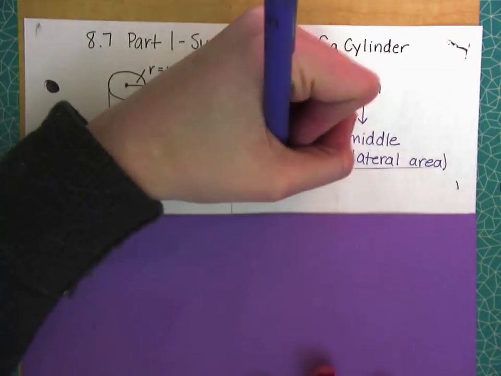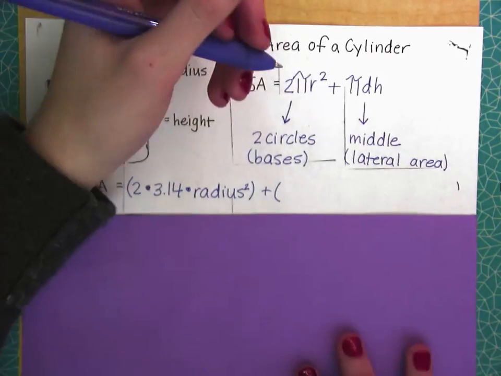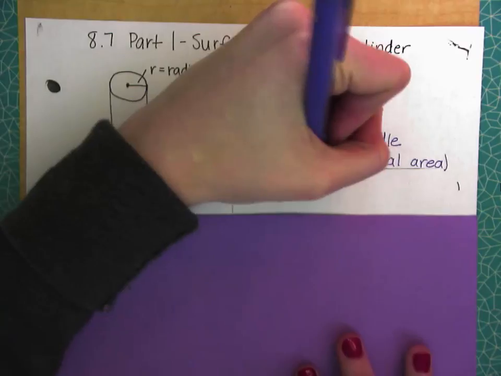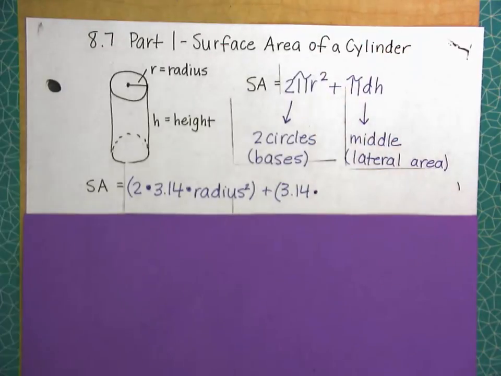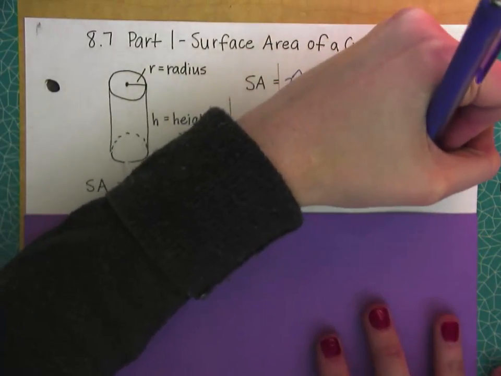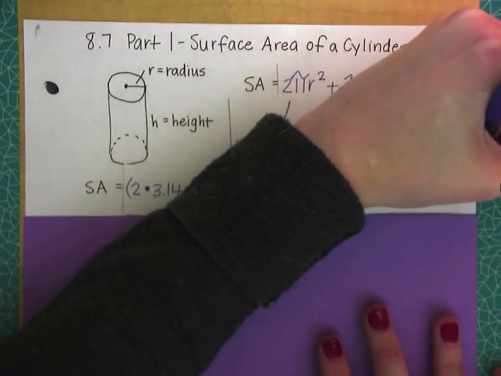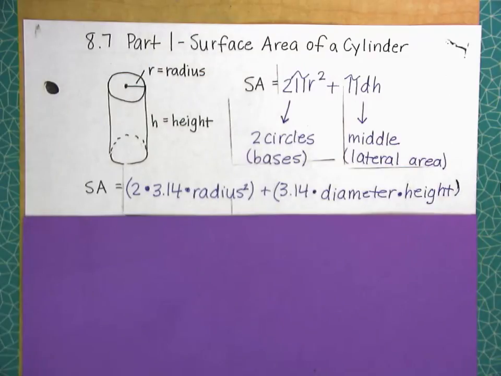Then we're going to add to that the second part of the formula, pi times diameter times height. So what's pi? 3.14 times diameter times h, which is what? Height. All right. So that should explain pretty clearly what you're supposed to plug in. Okay? Are we ready to look at an example?